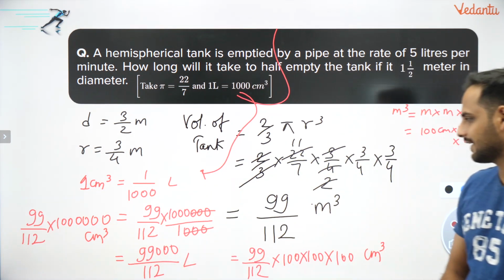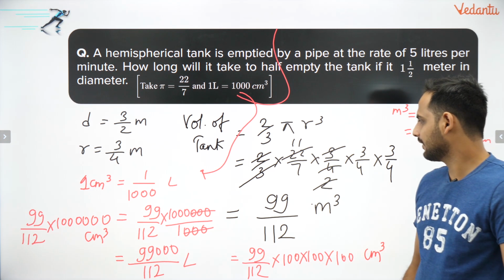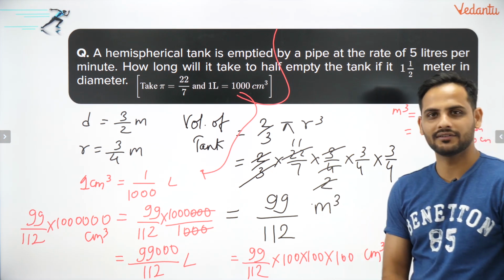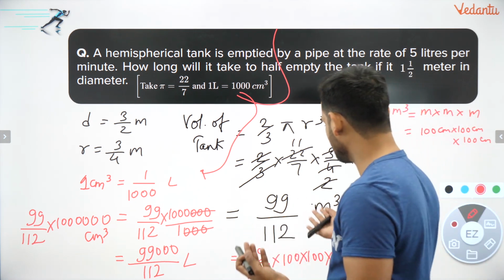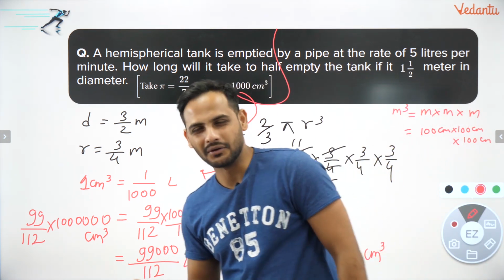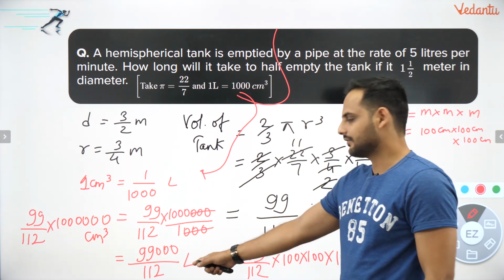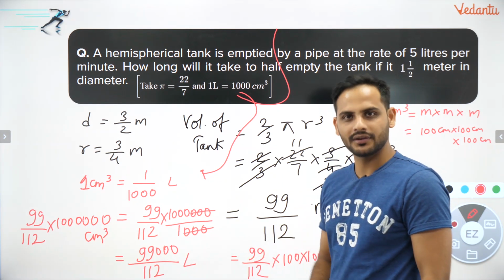Although the calculations are like this, if the values had been given nicely, like a radius of 7 or something like that, the calculation would have been easier, but these calculations are not good ones. But we have got the capacity in liters, so this is how you need to convert.